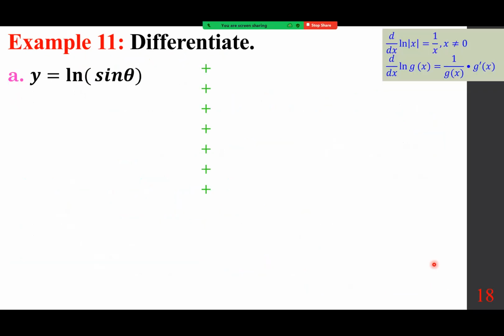All right, we want to differentiate first. ln of sine theta. As you know, anytime you're dealing with a natural log, you flip over the function. So 1 over sine theta. And then by the chain rule, the derivative of the inside, the derivative of sine, as you know, is cosine, which results in cosine theta over sine theta, which is cotangent theta.